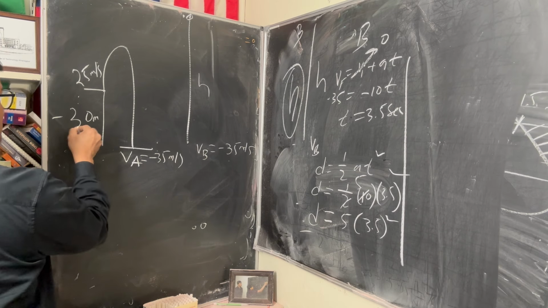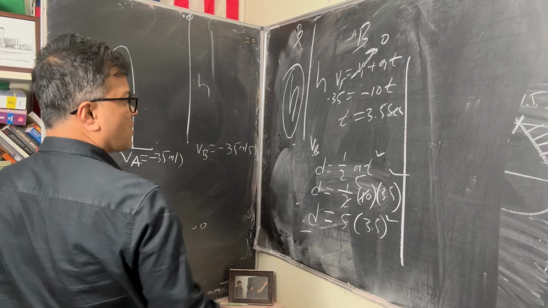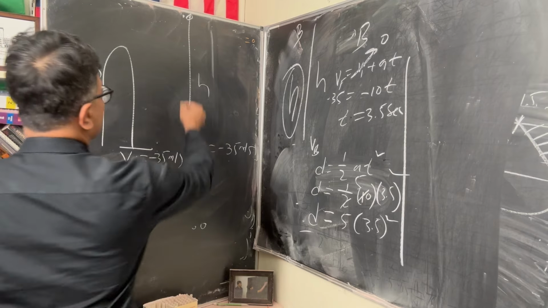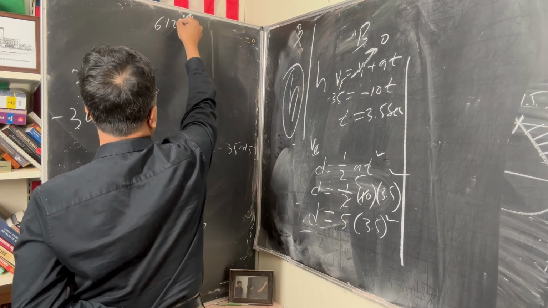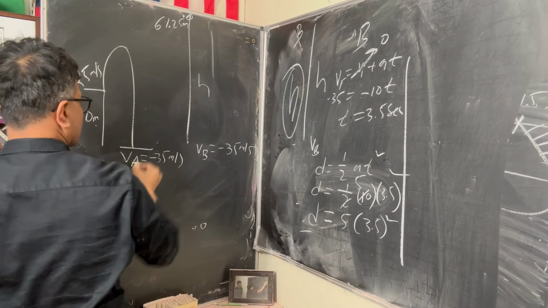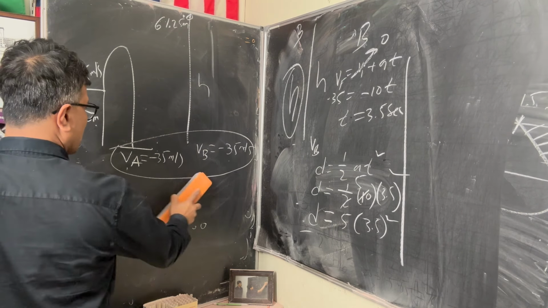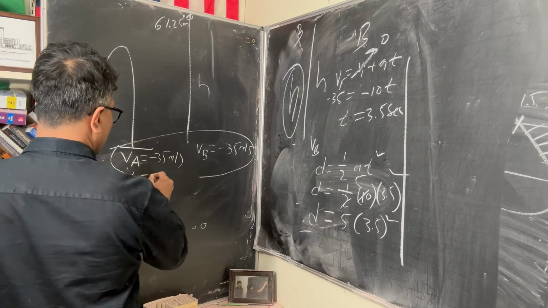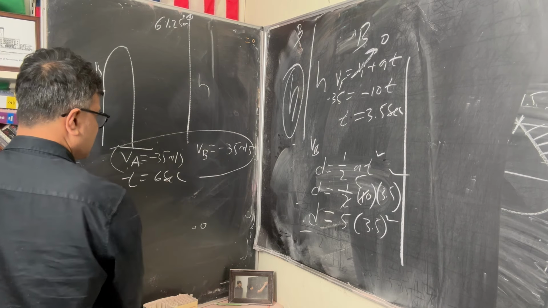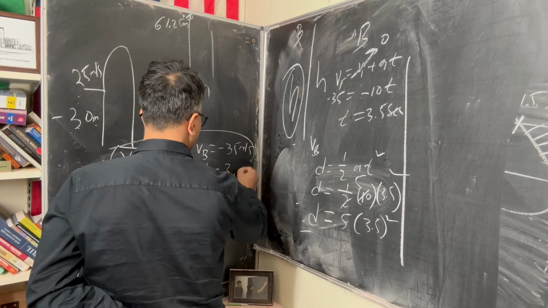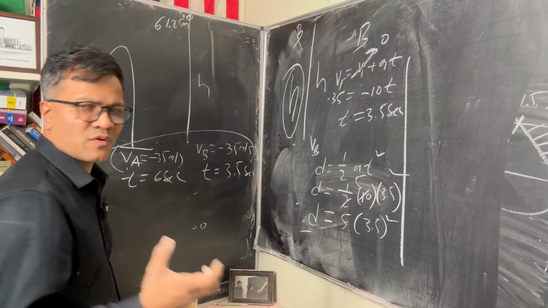If this one, instead of 30 meter, dropped from 61.25, so this one has to drop from 61.25 meter so that both will have the same impact velocity. This impact velocity will be accomplished at 6 seconds. This impact velocity will be accomplished at 3.5 seconds. Hopefully you follow the conversation.